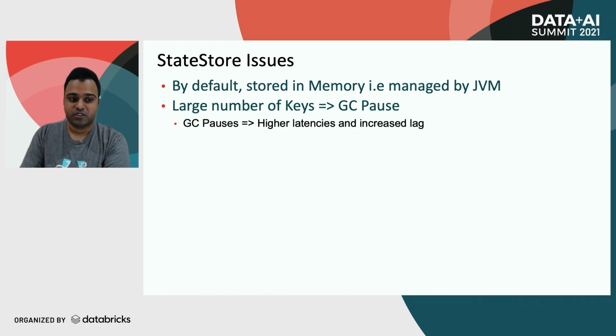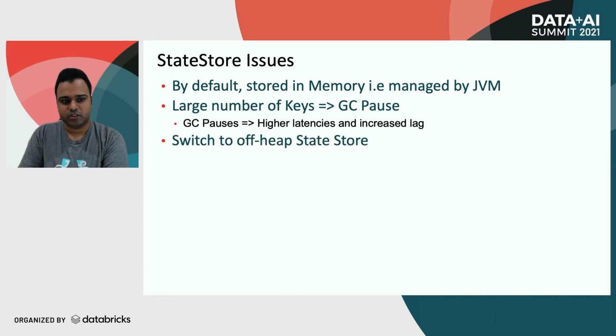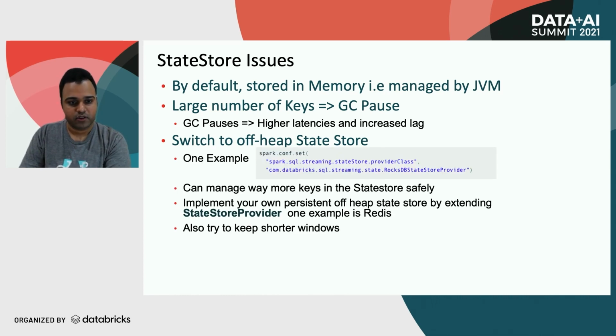So more GC pauses means higher latencies and increased lag on your streaming components. So what we want to do is switch to an off-heap state store, right? One example that we have over here is in the proprietary version of Databricks, you get the RocksDB state store provider. In this way, you can safely manage way more keys, like 100 times more in the state store, rather than having to have failures or GC pauses.